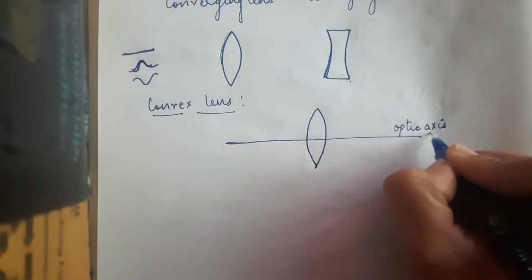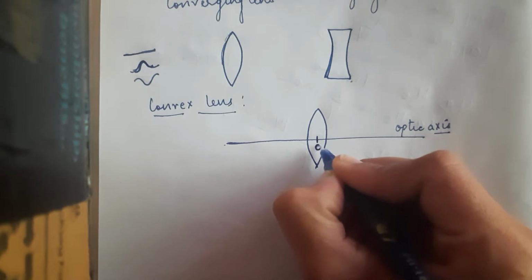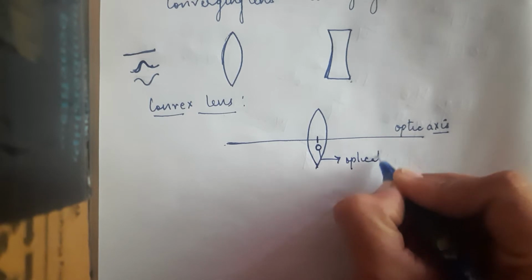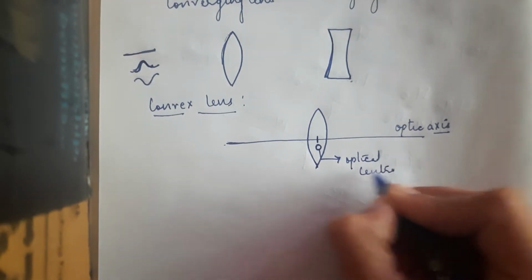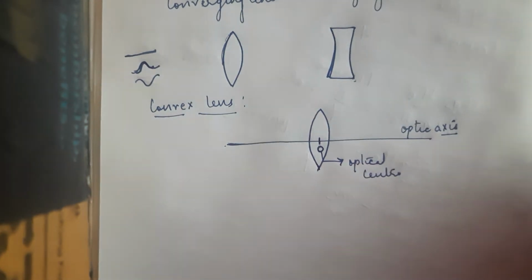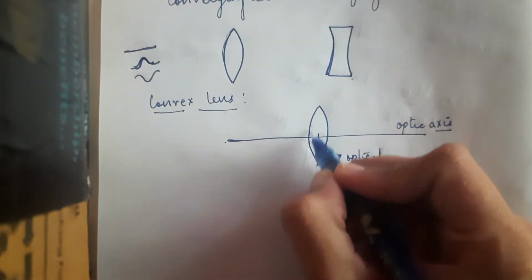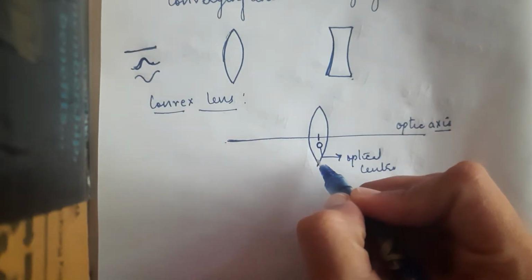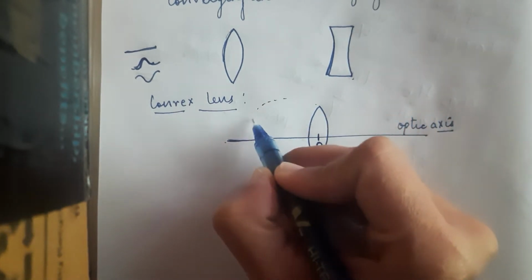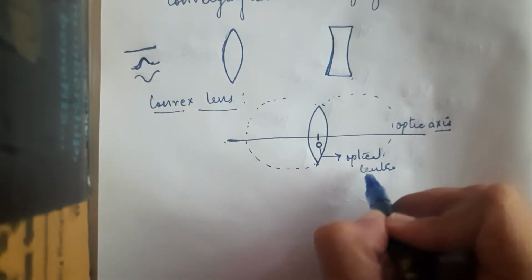Why is it called the optic axis? Because it passes through the center of the lens, which is called the optical center. So this point O is called the optical center of the lens. That is why this line, which is passing through O, is called the optic axis. Now, these two spherical surfaces are parts of two spheres, right? If I complete them, this is sphere 1 and this is sphere 2, right?